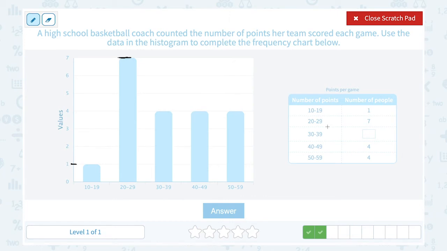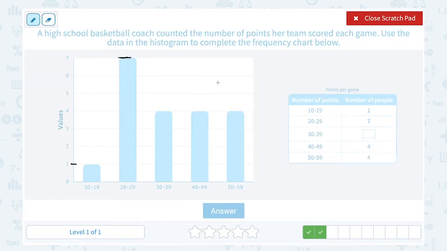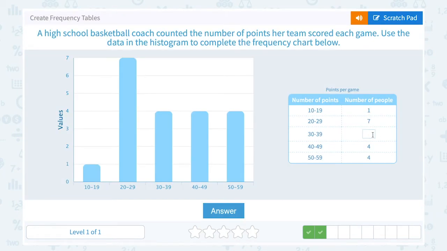We want to fill in for the number of points 30 to 39, how many people on the team scored. Okay, well, let's take a look. 30 to 39 is our bar right here. And you can see that the top of the bar, if I read across to the Y-axis, is right at the value of 4. So that means 4 people on the team scored those points.